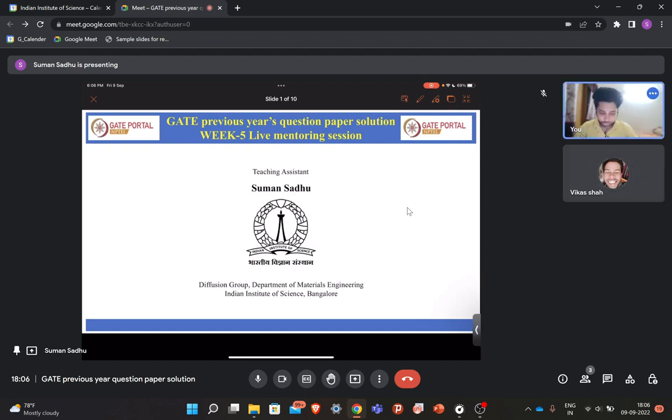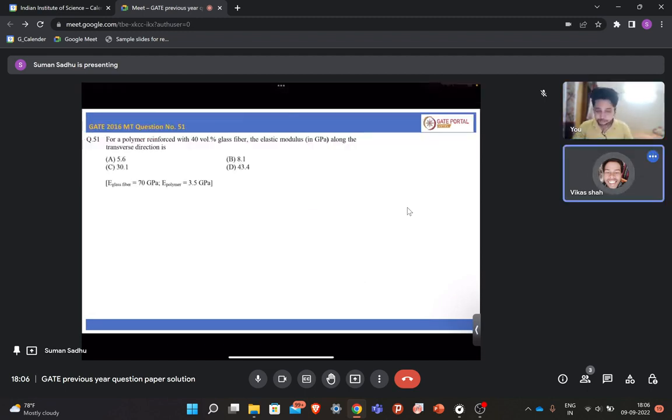so let us move to the first question of today. This is question number 51 of GATE 2016 Metallurgical Engineering. For a polymer reinforced with 40 volume percent glass fiber, the elastic modulus in gigapascal along the transverse direction is: option A 5.6, option B 8.1, option C 30.1, and option D 43.4.